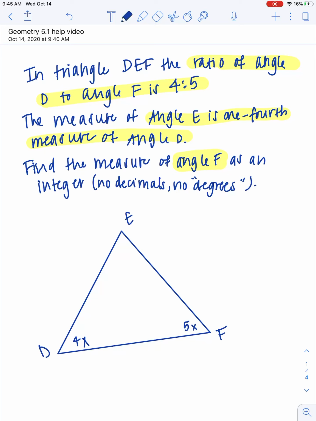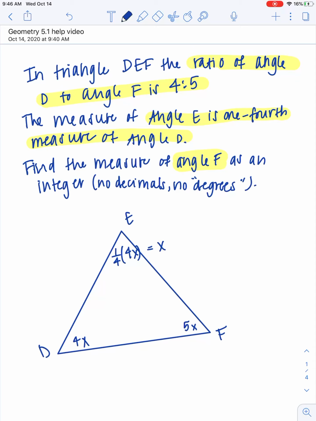Okay, so now that I've got that portion taken care of, it says the measure of angle E is 1/4 the measure of angle D. So angle E is at the top. And if it's 1/4 the measure of angle D, I'm just going to take 1/4 and multiply that by the measure of angle D, which we have here is 4x. So this becomes really just x, because those 4's will cancel out. So now we've got all of our angles accounted for here.